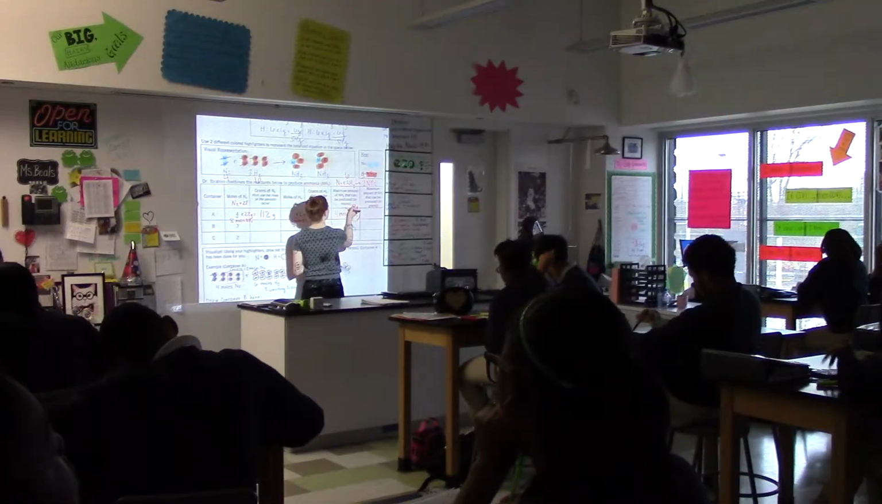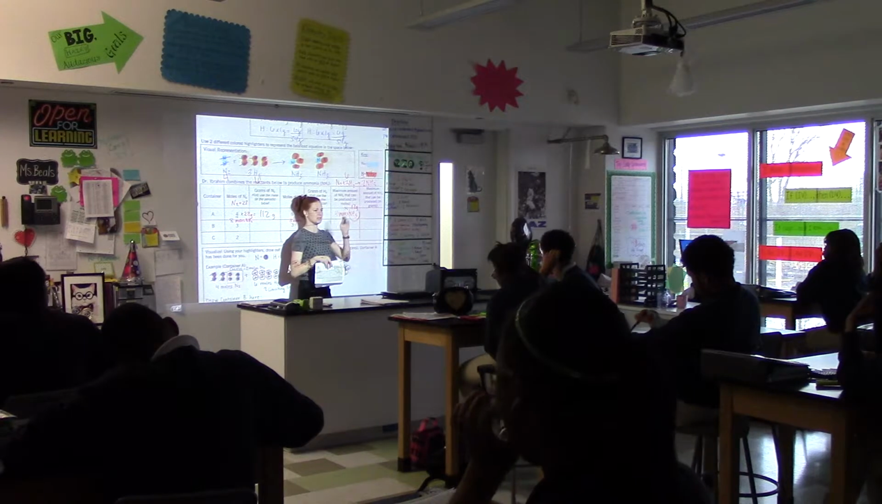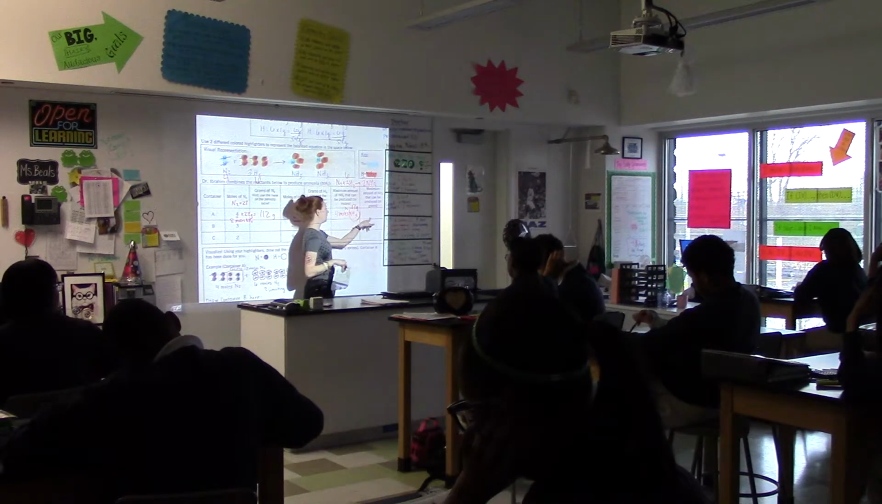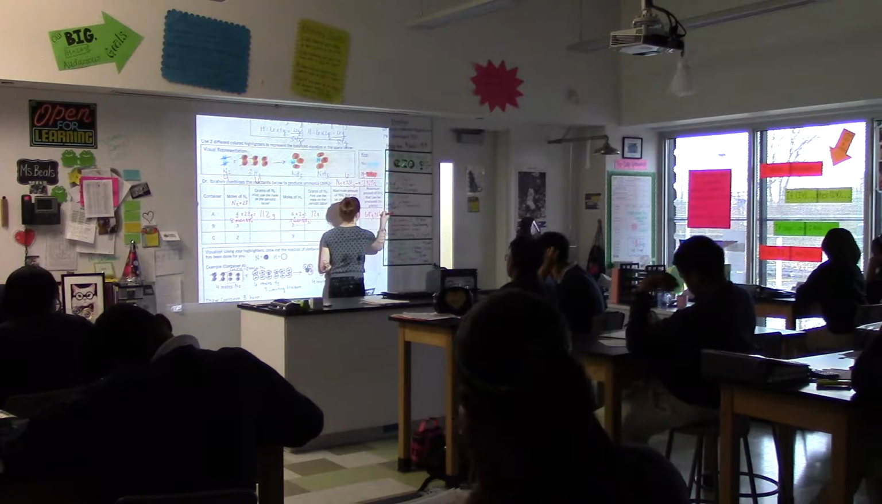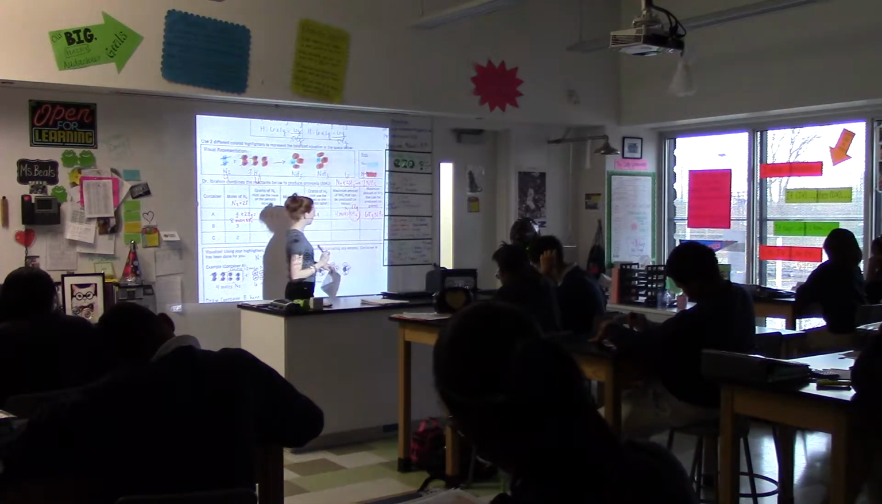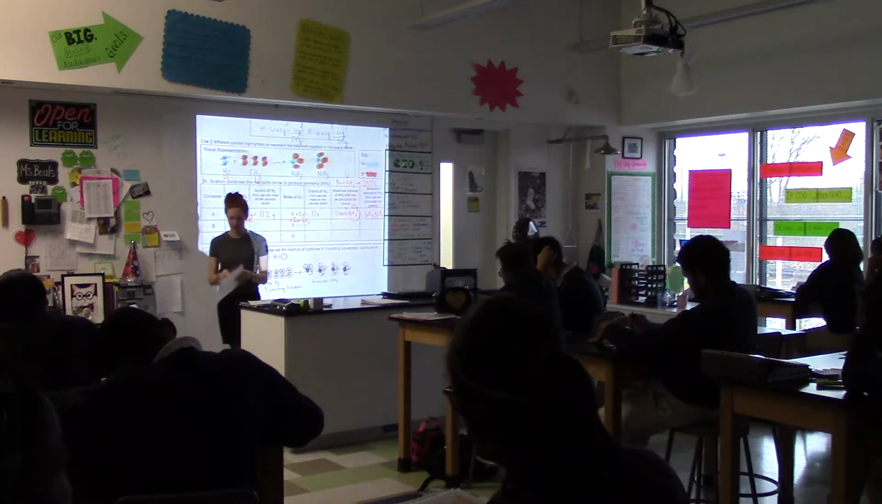We have 4 of them. What was this answer? 4 times 17? That was 68. So we made 68 grams of NH3. Okay, so that's container 1.